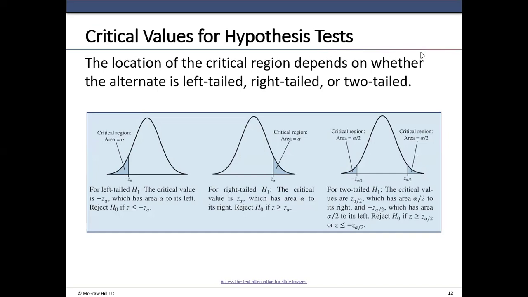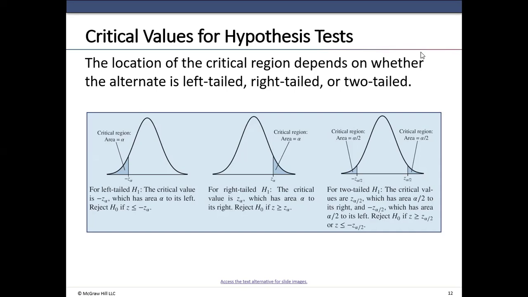So, critical values for hypothesis test. There are three diagrams here. One is for a left tail test. When is it a left tail test? Then the rejection region is in the left tail. That means the alternate hypothesis is mu less than a certain value. So we calculate the test statistic. If the test statistic is less than the critical value, minus z alpha, then we reject H0.